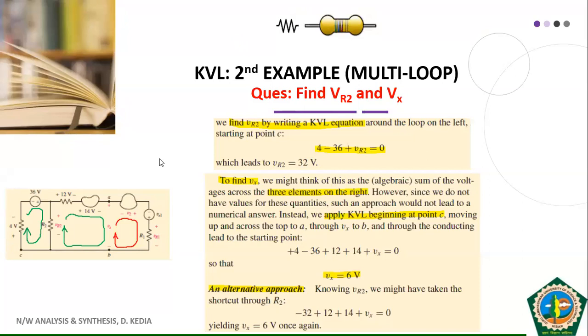Parul Sharma, roll number 37, unmute yourself. Yes, sir. Parul, you tell me, how will you find out Vx? Sir, we will again use KVL.